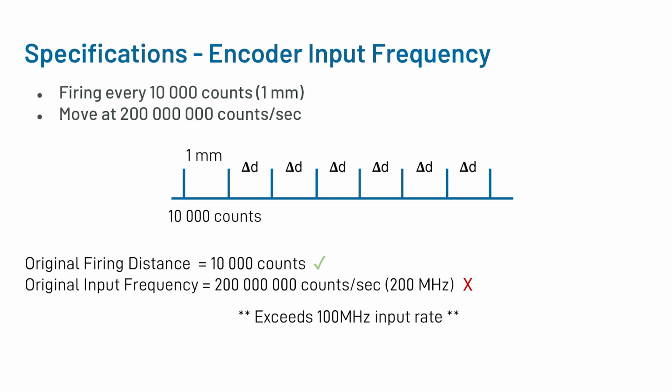If you do end up needing to use this parameter, make sure that you also divide your firing distance by that same divider amount. So, imagine a scenario where you are trying to fire your PSO every 10,000 encoder counts, and you are also moving your stage at 200 million encoder counts per second. Your fixed PSO distance here is fine. However, clearly you are exceeding that maximum input rate of 100 million counts per second, or 100 MHz.